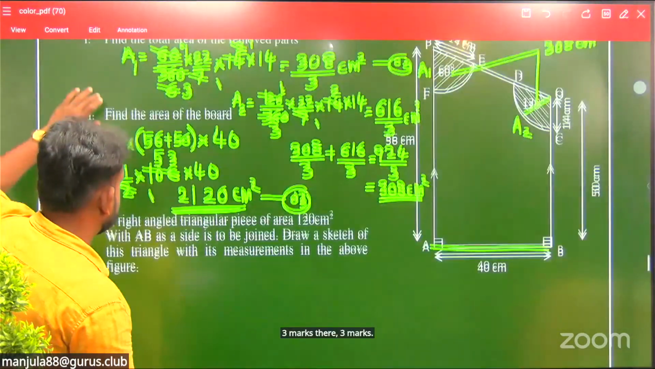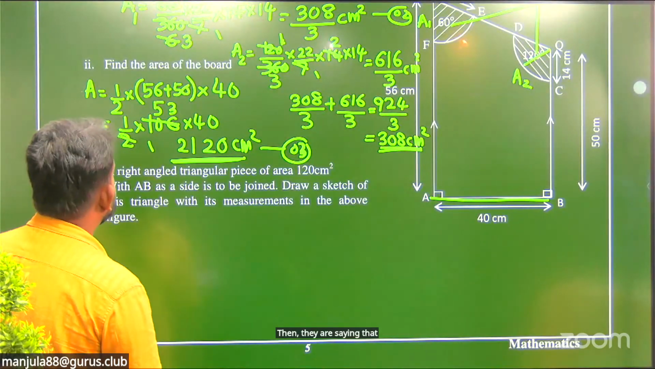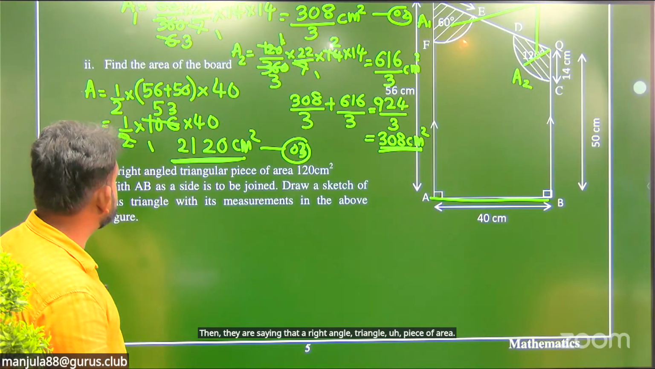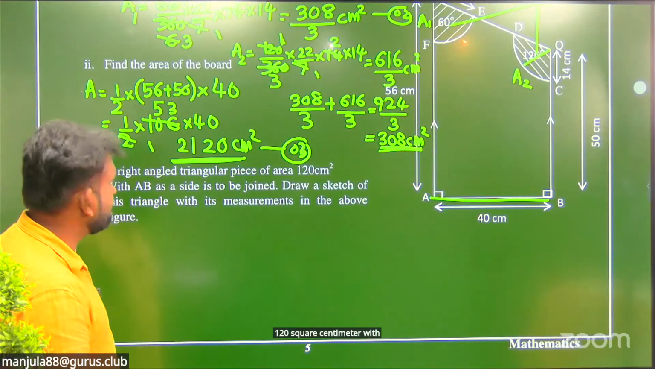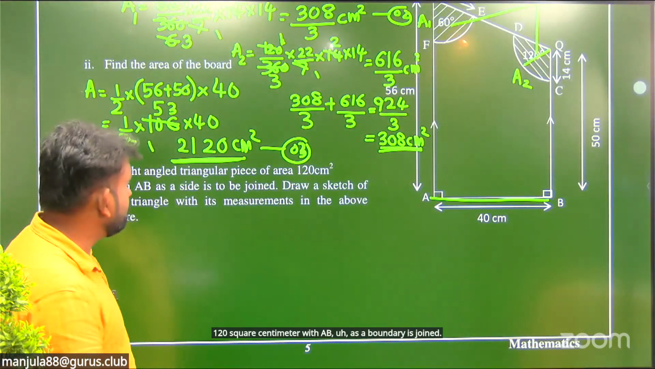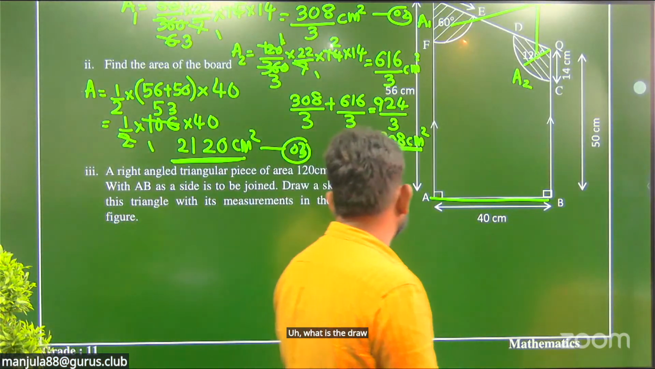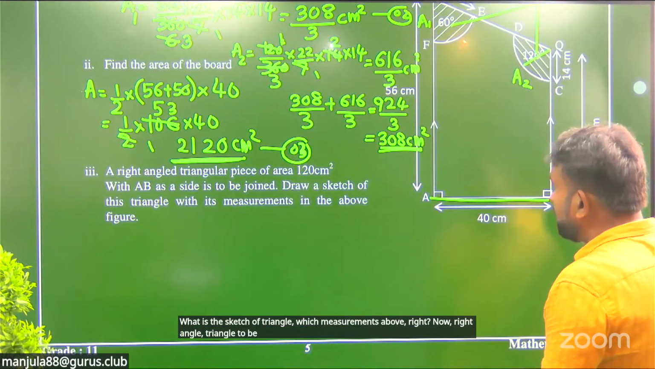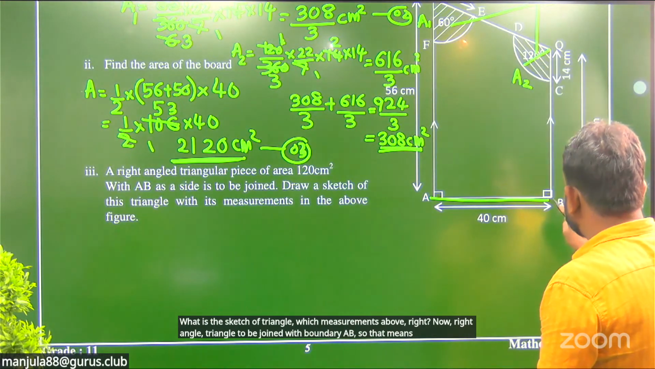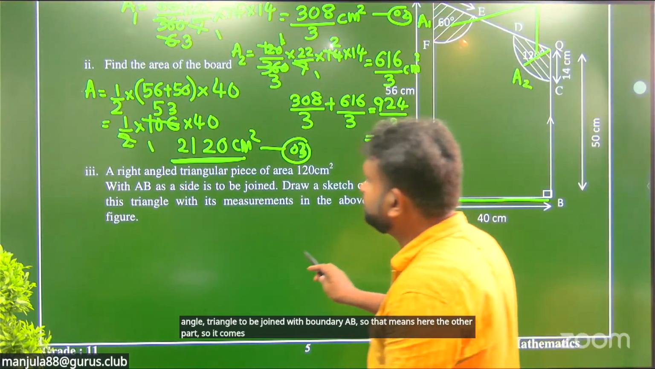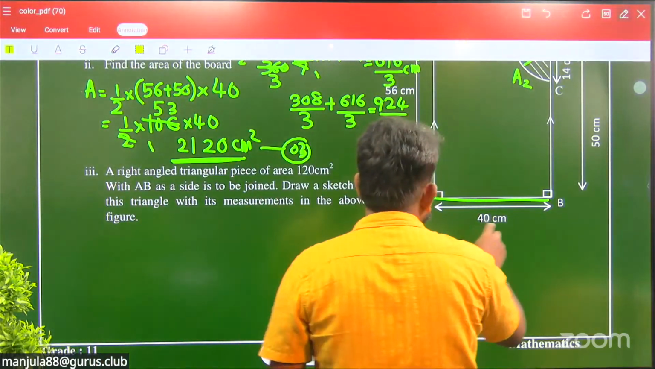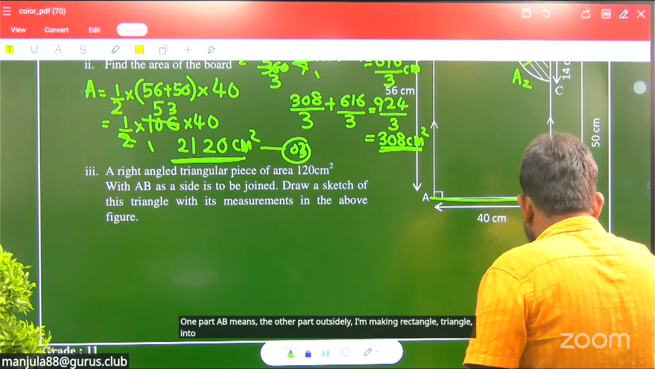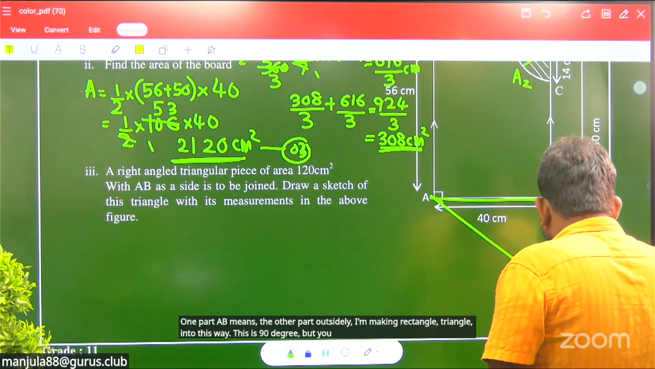Then they are saying that a right angle triangle piece of area 120 square centimeter is joined with AB as a boundary. What is the sketch of the triangle with the measurements above? The right angle triangle is to be joined with boundary AB, so the other part comes here, outside AB, making a right angle triangle this way. This is 90 degrees, but you do not know this measurement.